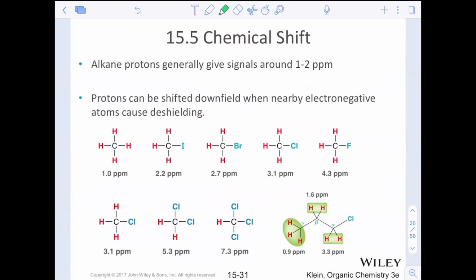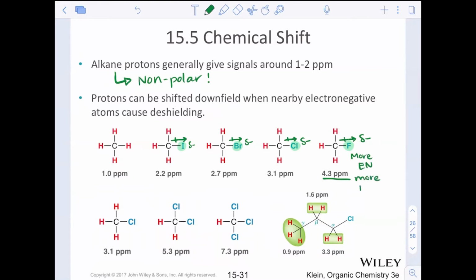Alkane protons generally give signals around 1 to 2 ppm. Things that are non-polar are shielded. Why? Because the electrons are still around the nuclei. As we start to incorporate more polar atoms, what's happening here? Remember, we have our dipole moment. The electron density is being pulled more towards the halogen. The more polar that halogen becomes, notice what happens to the shift. More electronegative, more de-shielding of those protons.